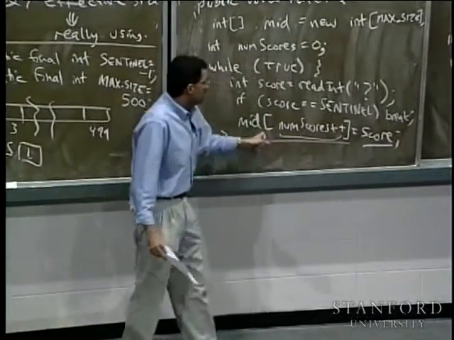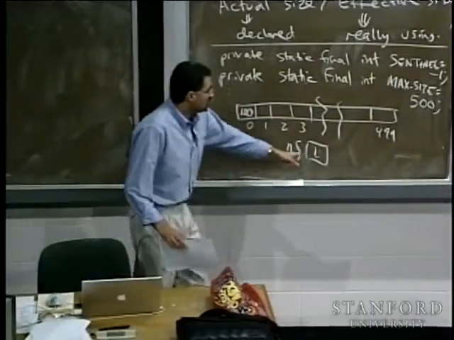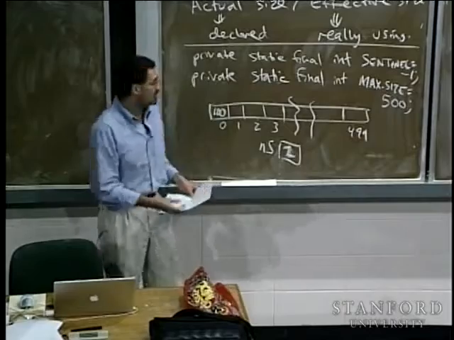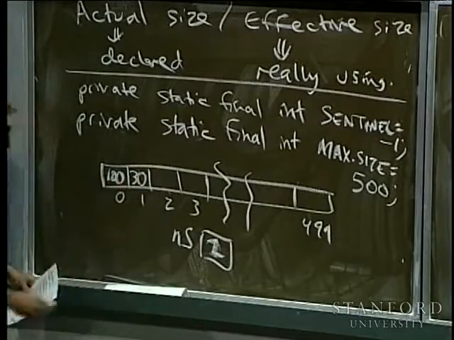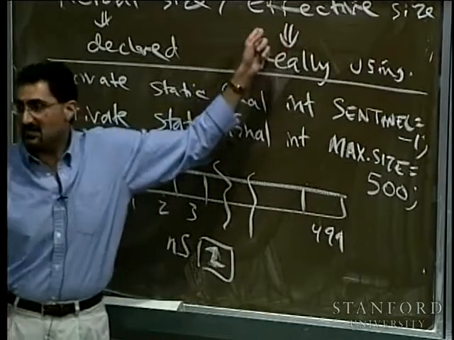It's not equal to the sentinel. Where am I going to store that? mid sub num scores ++. Num scores is currently 1. I add 1 to it, I get 2, but I return the old value, which is 1, and so I stick the 30 in mid sub 1. Okay? So num scores here is the effective size of my array.